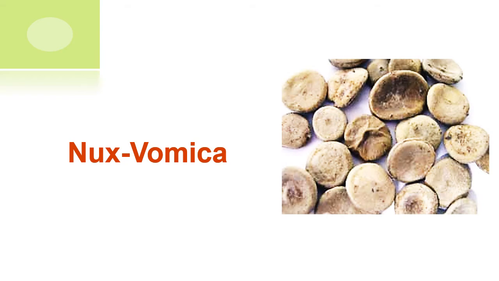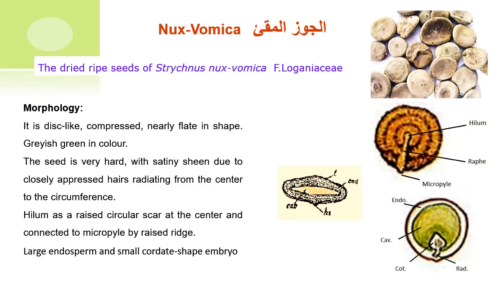The next seed is Nux vomica. The Nux vomica is obtained from the dried ripe seeds of Strychnos Nux vomica, family Loganiaceae.